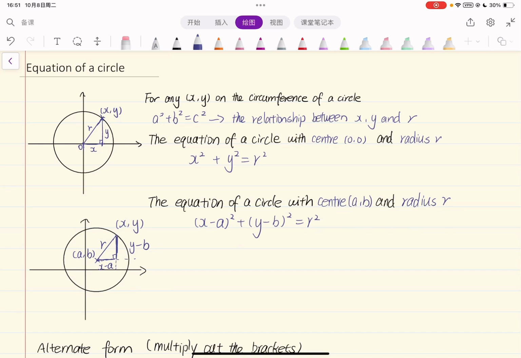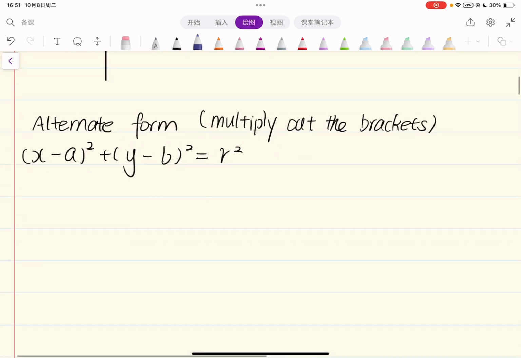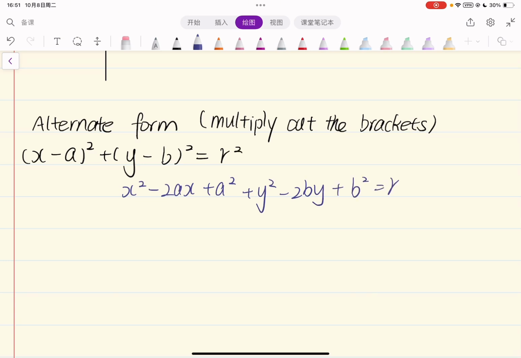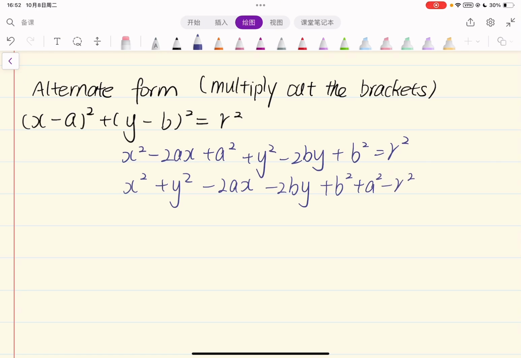Also, we have an alternative form. We need to multiply out the brackets. So that is x squared minus 2ax plus a squared plus y squared minus 2by plus b squared equals r squared. And we rewrite that: x squared plus y squared minus 2ax minus 2by plus b squared plus a squared minus r squared equals 0.